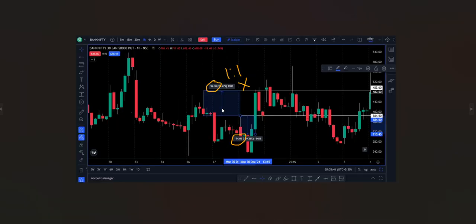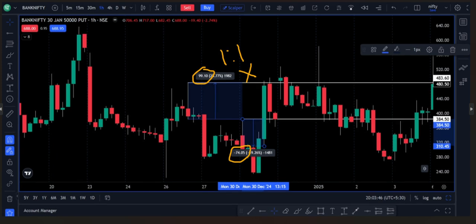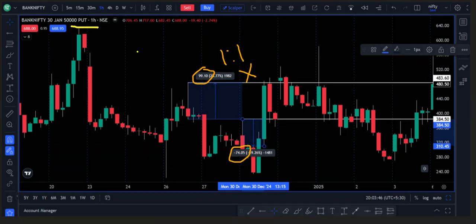This is the next opportunity that was created, wherein on the 50,000 put, against a risk of 74 rupees, the reward was 99 rupees. So one can assume that the risk to reward was either 1:1 or 1:1.3. Though the target was achieved, it did not sit well with our rules, wherein the risk to reward should be a minimum of 1:2, so we would have let go of this opportunity.